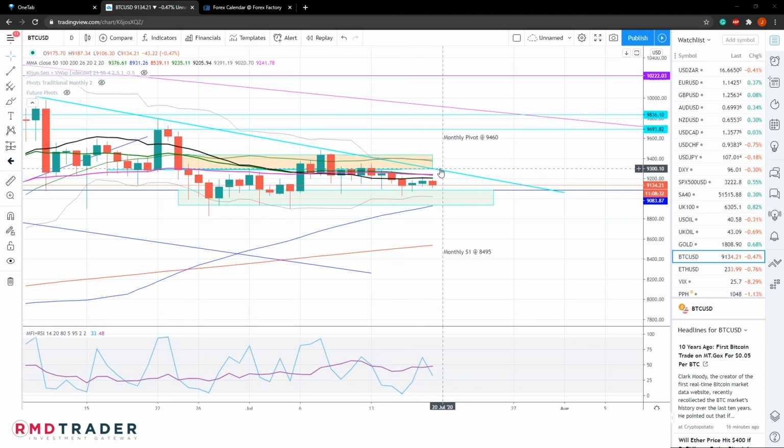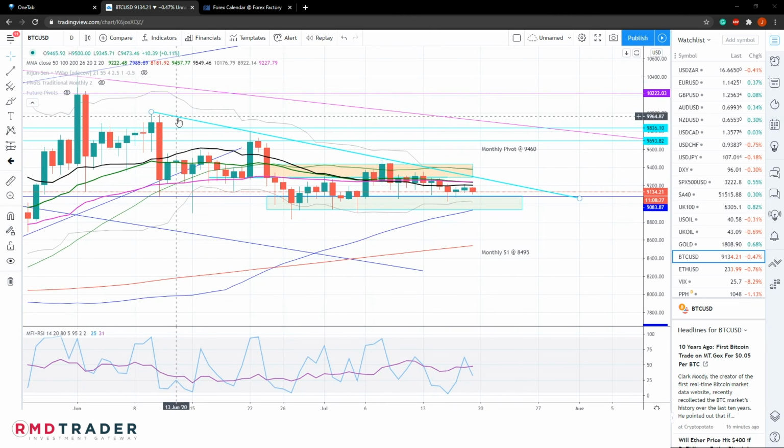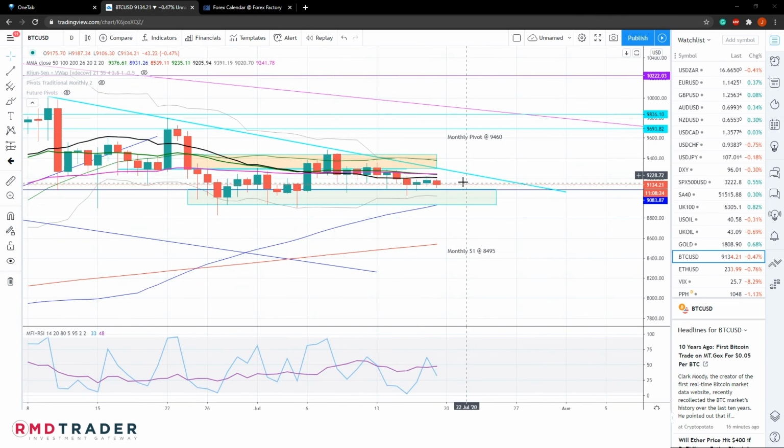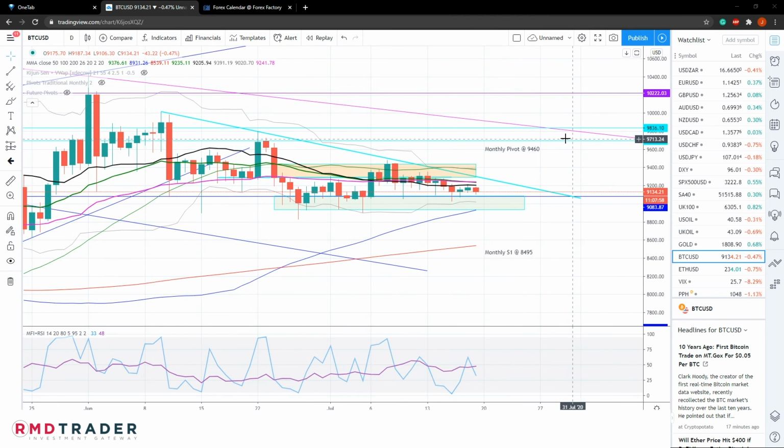Of course, if we do manage to see a break above 9,300, that will also break this diagonal resistance area, and could see price move towards the monthly pivot level at 9,460. So that would be around about this area, which is also very close to the previous highs that we saw. And then of course, should price then move above that, we can expect that area around 9,800 plus to be in play, as that would be the next area of overhead resistance.